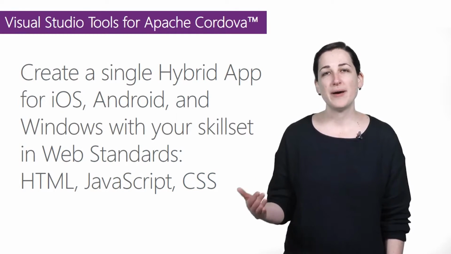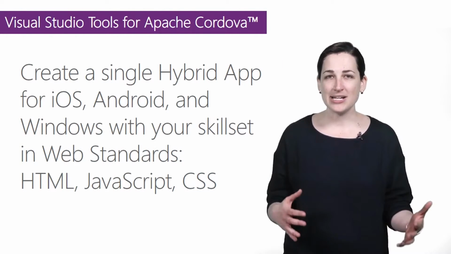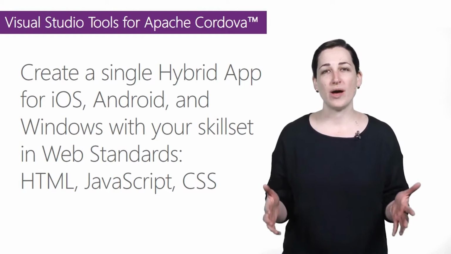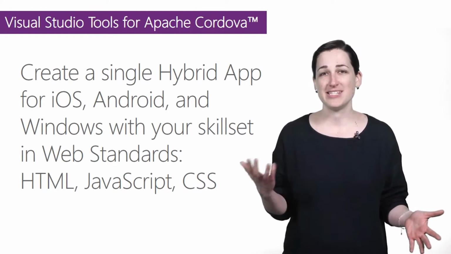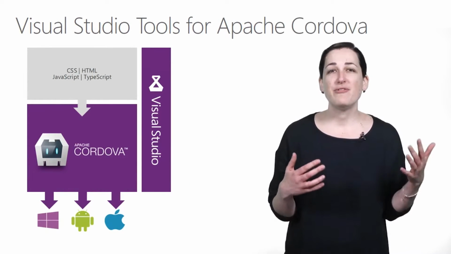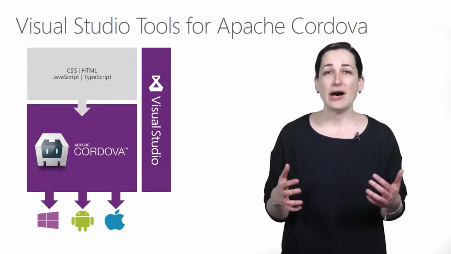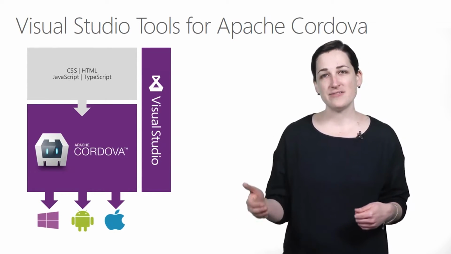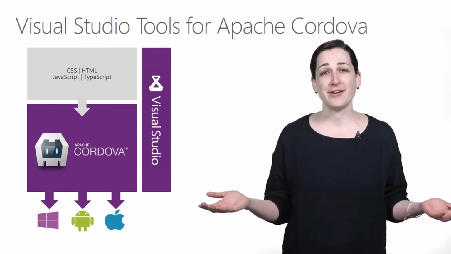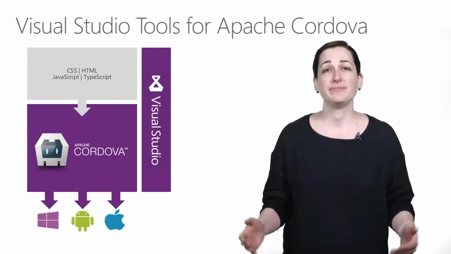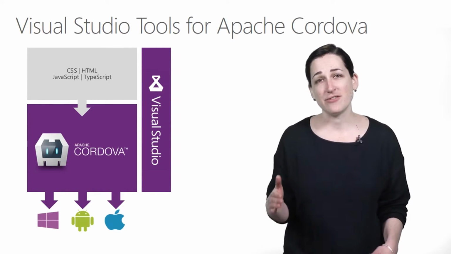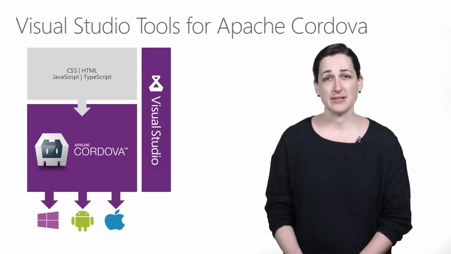Visual Studio tools for Apache Cordova allow you to create a single hybrid app for iOS, Android, and Windows with your skill set and web standards, HTML, JavaScript, CSS. Apache Cordova is an open source project that provides a set of device APIs that allow a mobile app developer to access native device functionality, such as the camera, native telephony, or even a barcode scanner from JavaScript-based APIs. It also mostly abstracts away the platform-specific packaging for each of the native mobile operating systems.